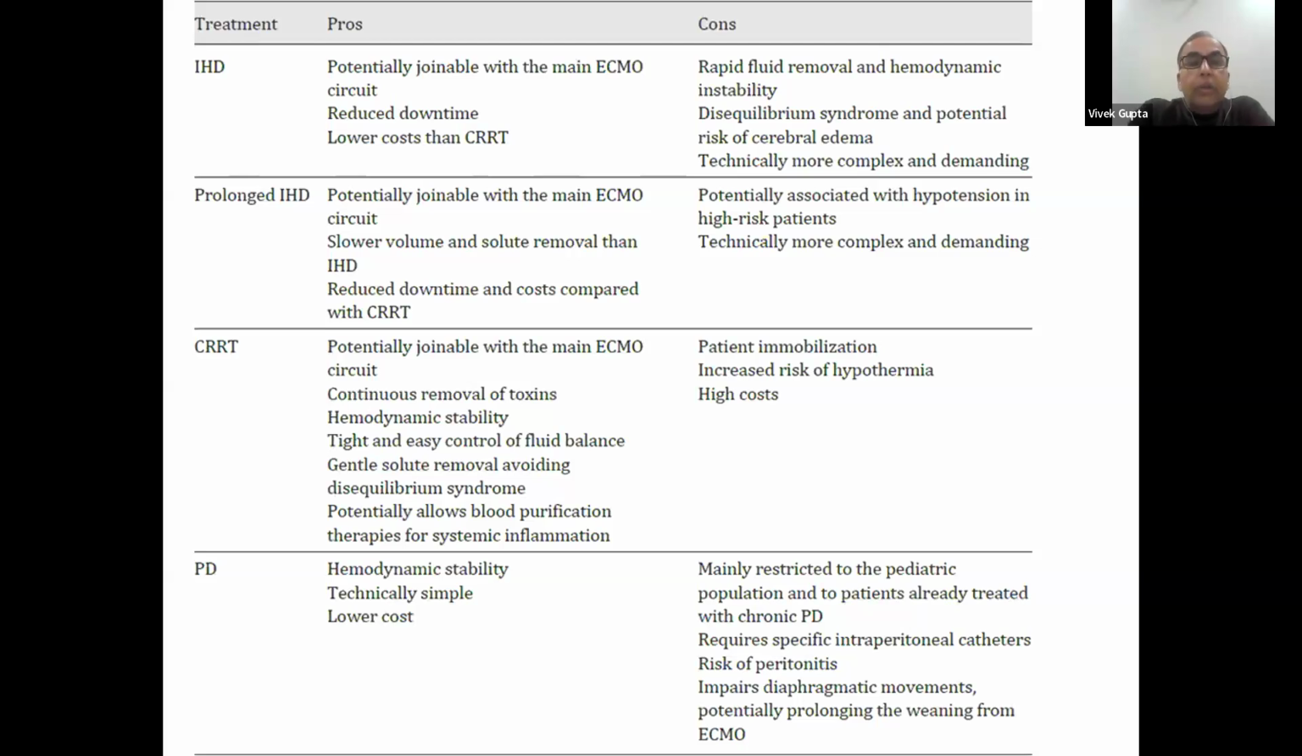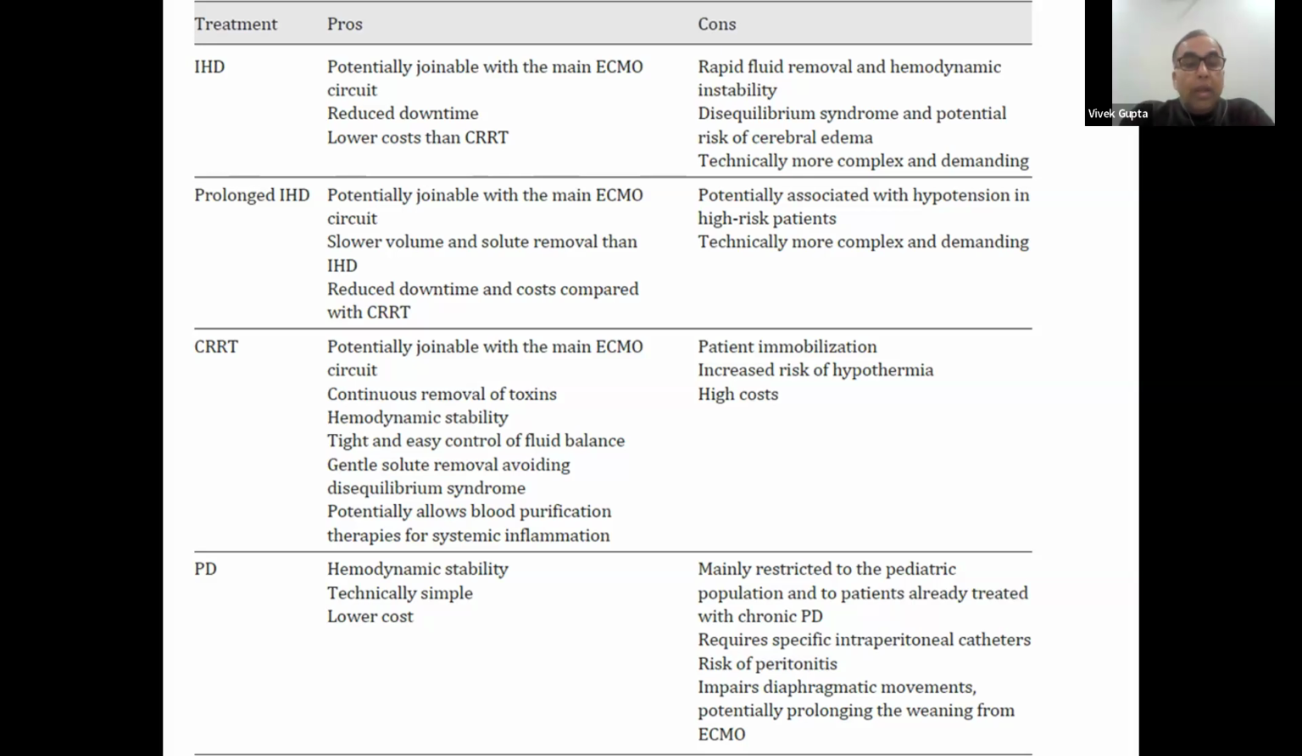So if we compare all the modalities, intermittent hemodialysis is definitely cheaper, with reduced downtime and lower cost. It can be connected to the circuit, but the issue is there is a lot of hemodynamic variation. There can be risk of cerebral edema, disequilibrium syndrome, and it's more complex. If we convert it to prolonged IHD, what we call SLED, then it removes the volume slowly, so it is better tolerated by the patient and less costly compared to CRRT, but there is still risk of hypotension.